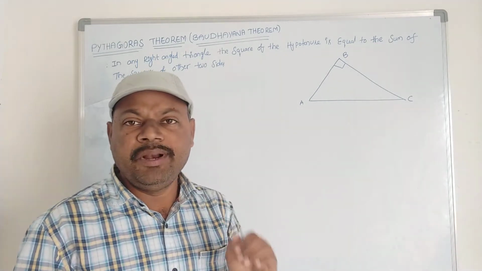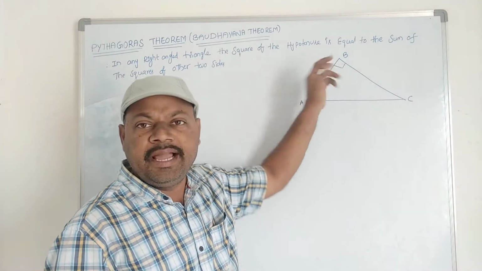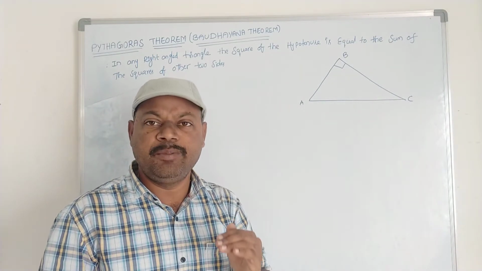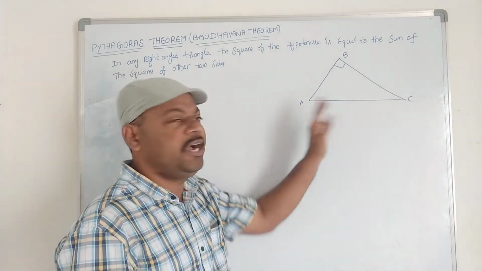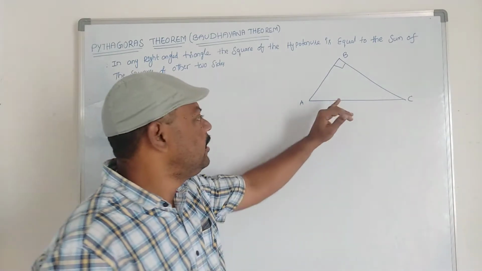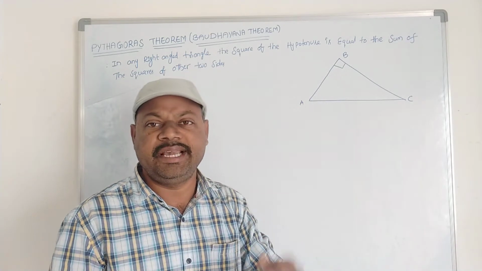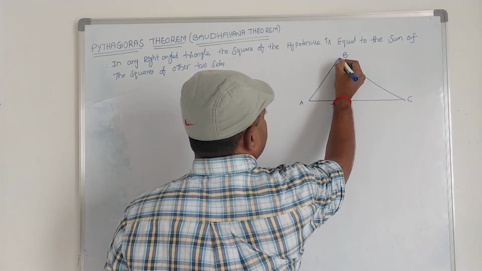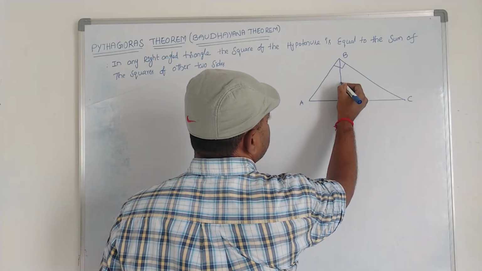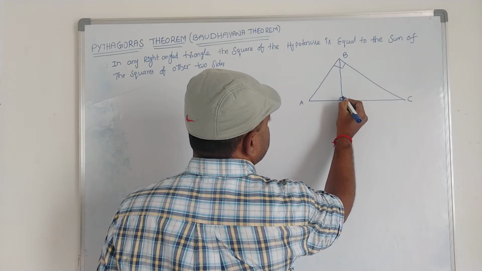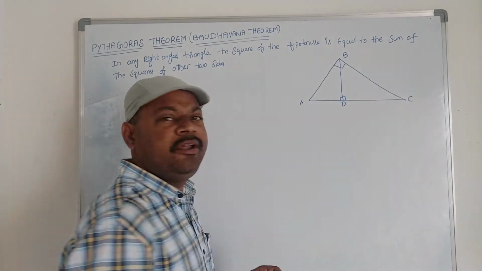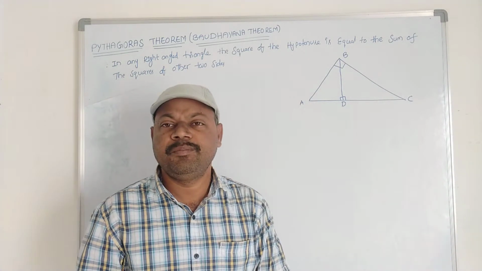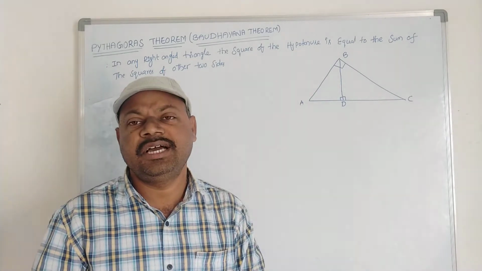Now draw a perpendicular line from the right angle vertex to its opposite side. That means the opposite side is the hypotenuse. AC is the hypotenuse because it is opposite to the right angle. So draw a perpendicular line from the right angle vertex to its opposite side. BD is the perpendicular line on AC. BD is perpendicular to AC. Yes, that is the construction.